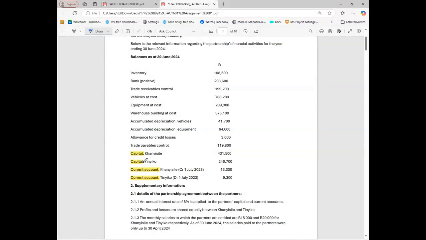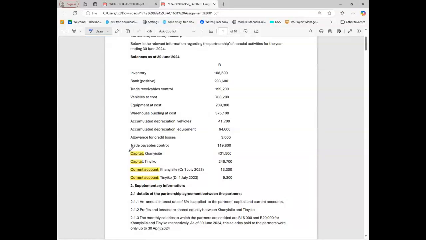Do you understand the difference between the two? This one is for the contributions, and this one is for whatever we give partners. We can give them salaries, we can give them a share of profit, we can give them allowances. Whatever we give them will always be taken to these 2 accounts, the current accounts.